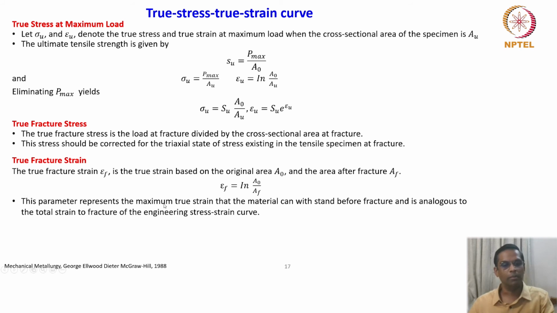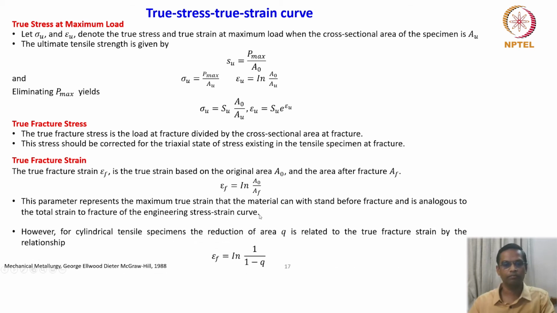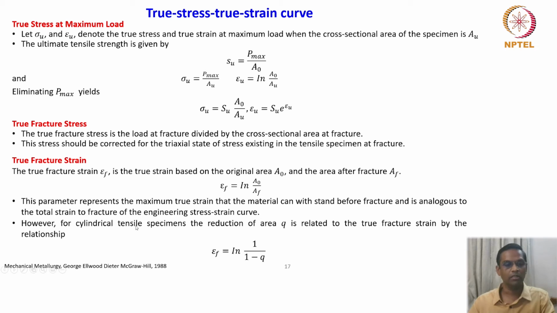This parameter represents the maximum true strain that the material can withstand before fracture, and it is analogous to the total strain to fracture of the engineering stress-strain curve. However, for cylindrical tensile specimens, the reduction of area Q is related to the true fracture strain by the relationship epsilon F is equal to ln 1 by 1 minus Q. I'm going a little fast because these are all simple substitutions, but you have to know all these parameters so that you will not misinterpret when it comes to interpretation.